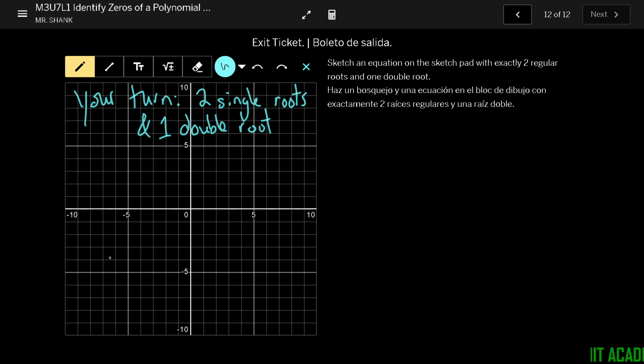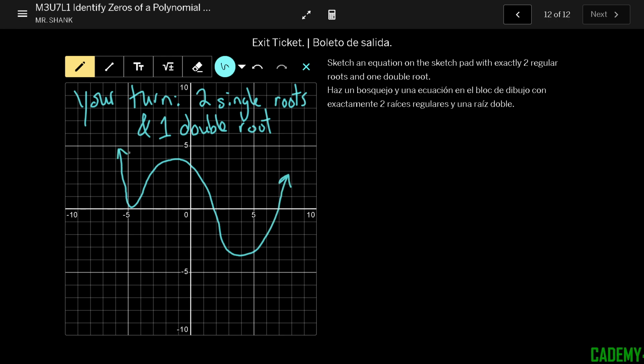So let's say something like this. Let's go 1, 2 single roots, and then let's do a double root like that. I'm going to draw my arrows to show it keeps going. Again, it doesn't have to be exactly that. It can be flipped. Let's say, what if I went the other way? I have a double root here. It goes down, goes through, and goes through.